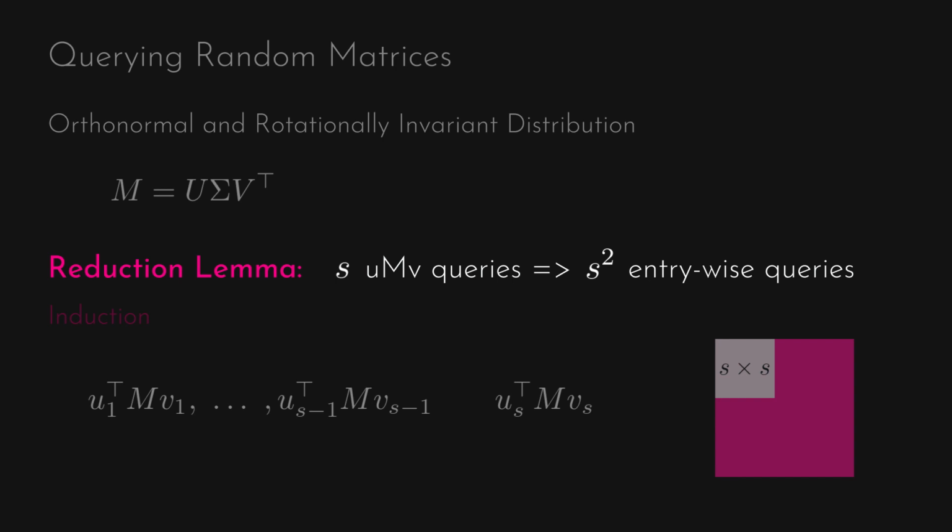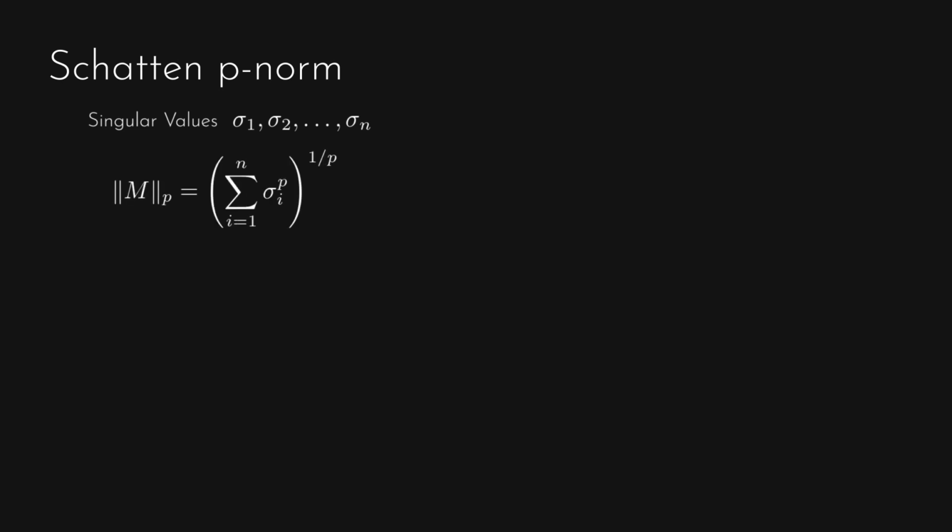Let me now explain why this is enough to get a lower bound for approximating the Schatten P norm in the UMV model. This norm for a matrix is the Lp norm of the singular values. If we write them as sigma 1, sigma 2 up to sigma n, then the Schatten P norm is defined like this. When P is 1, this is sometimes known as the trace norm. And when P is infinity, then it's the largest singular value, which is sometimes called the operator norm.